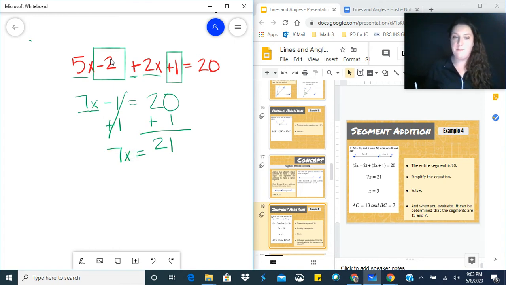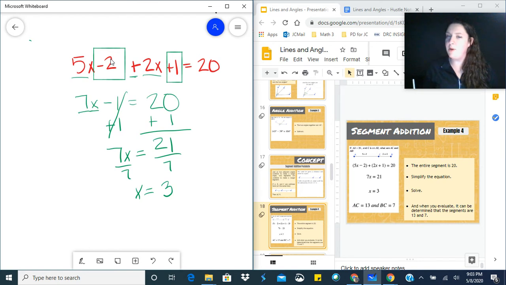Your next step, divide, right? Because if we have multiplication, the opposite of multiplication is to divide. So divide each side by 7. x equals what? Take a minute, think about it. How many times does the number 7 go into 21? x equals 3.